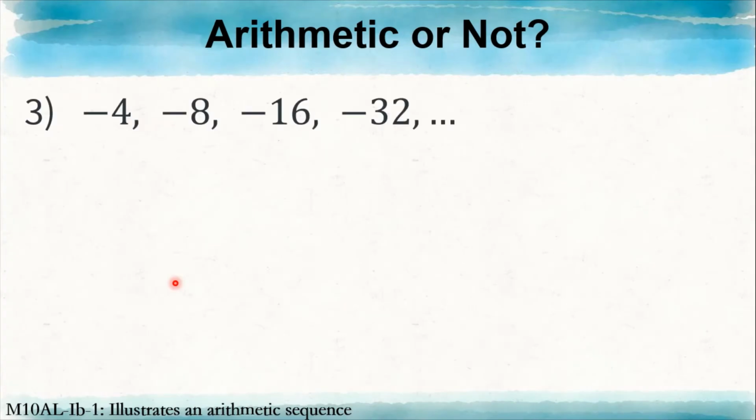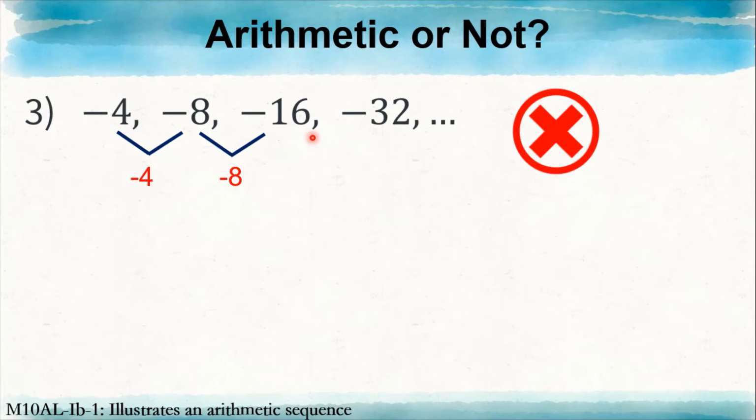Okay, let's have the next example. Negative 4, negative 8, negative 16, negative 32. So, what number should be added to negative 4 to arrive at negative 8? Pwede rin naman, you get the difference between these two terms. So, we have negative 8 minus negative 4. So, ang lalabas ay negative 4. Negative 16 minus negative 8 is negative 8. So, kitang-kita magkaiba ang kanilang difference. So, this is not an arithmetic sequence.